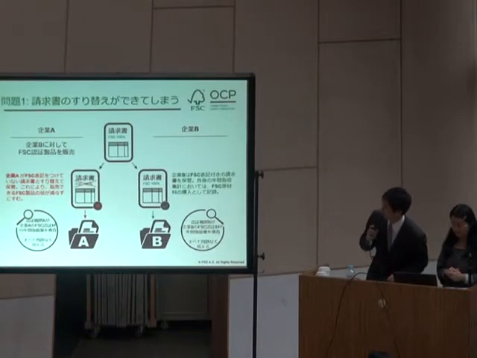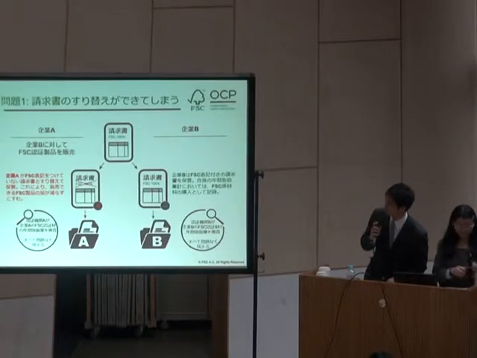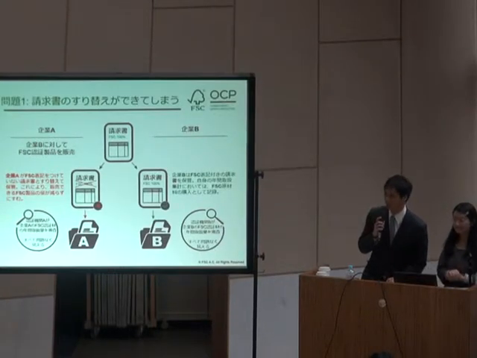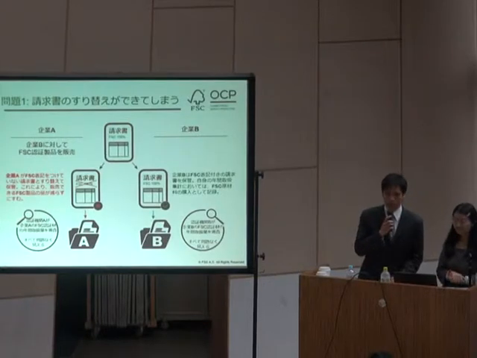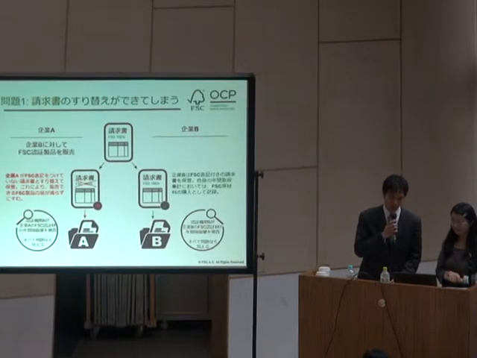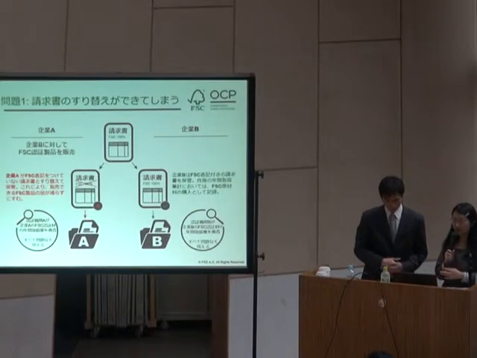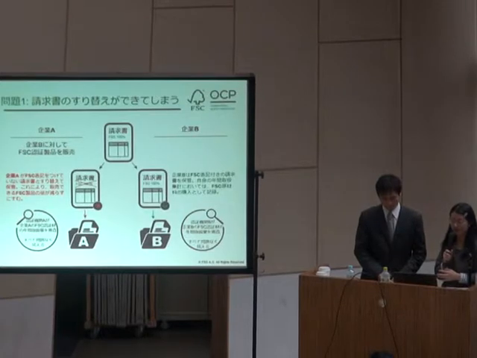Because A was trying to hide this volume, it is difficult for CBs to find it out during every audit.